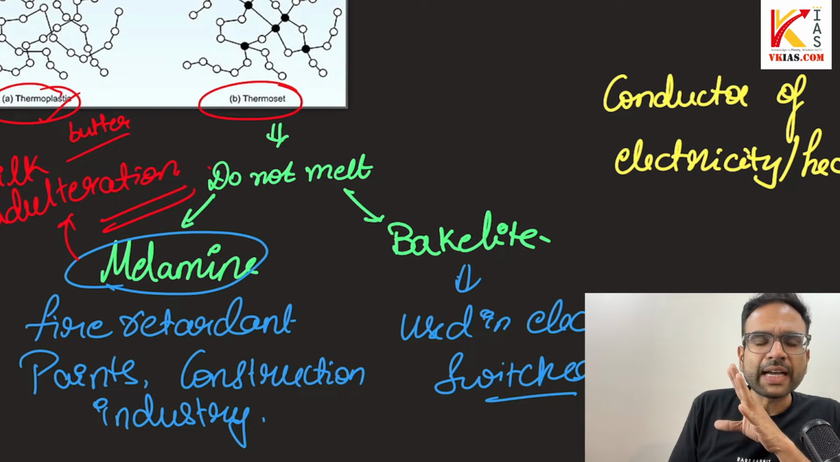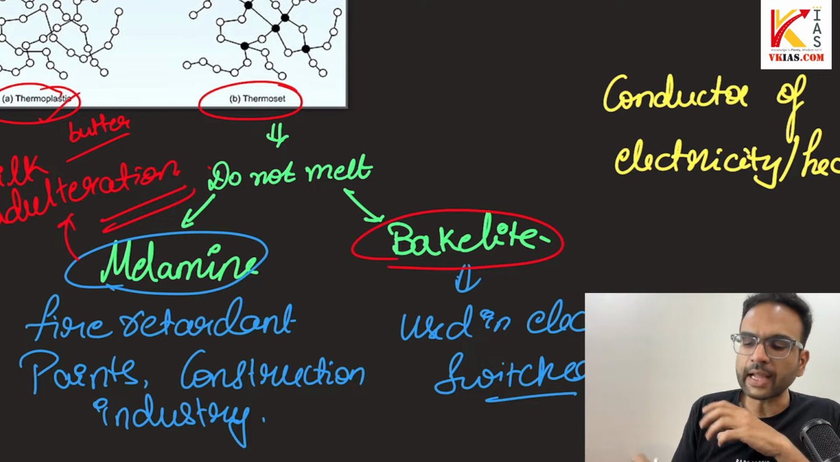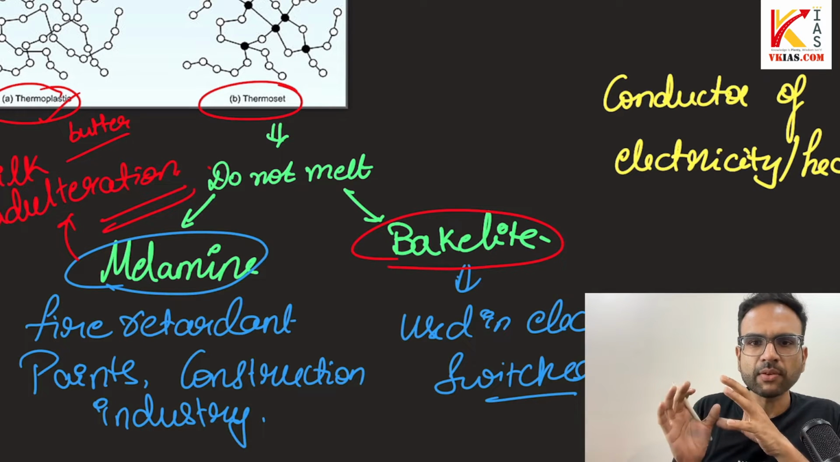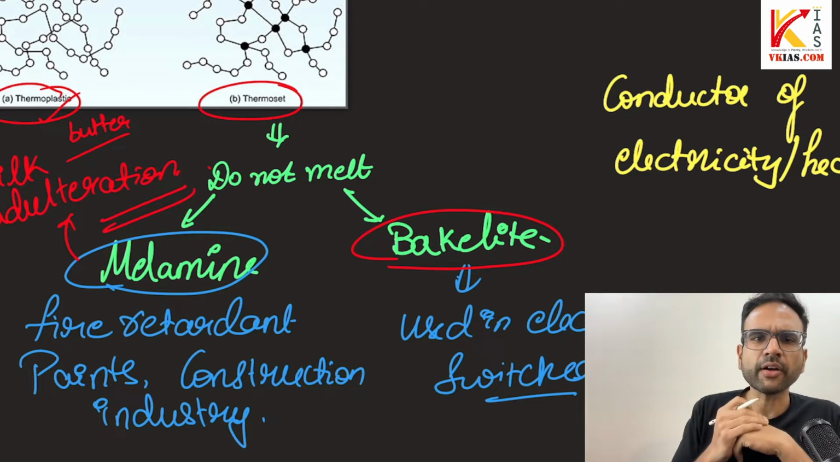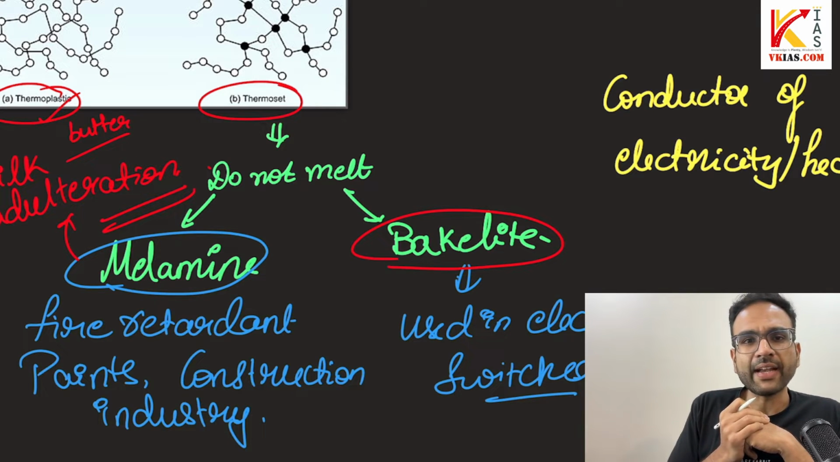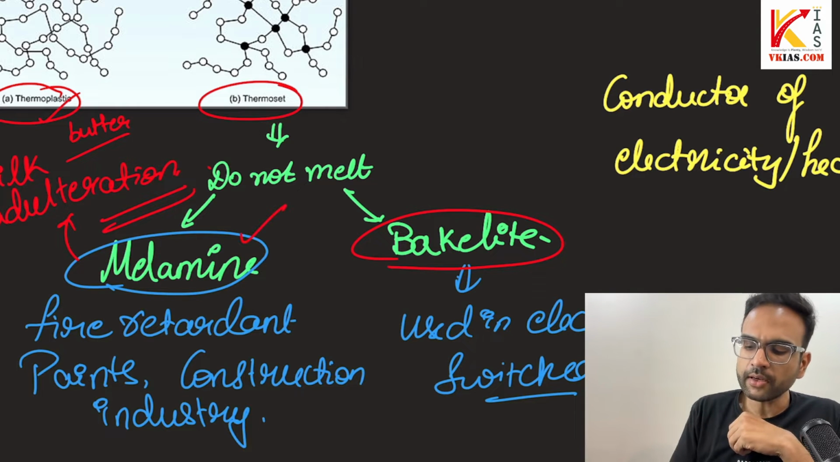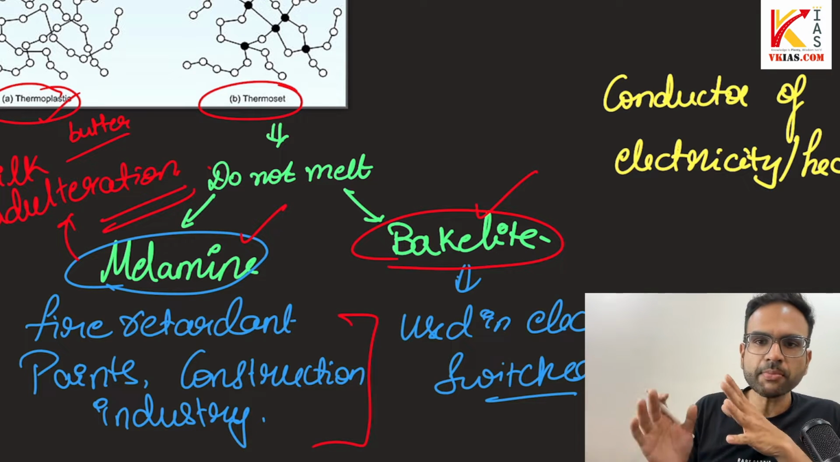If you take a look at the NCERT textbooks, there are two very important thermosetting plastic polymers. They're also asked in the previous year questions of NDA, CAPF, and exams like that. Those are melamine and bakelite. Where are these used? The use cases are also asked in the previous year questions.